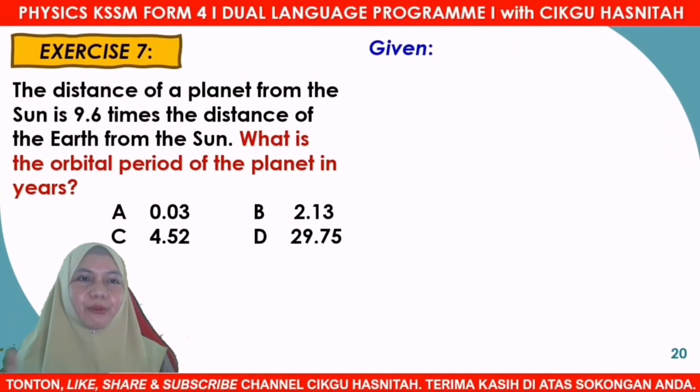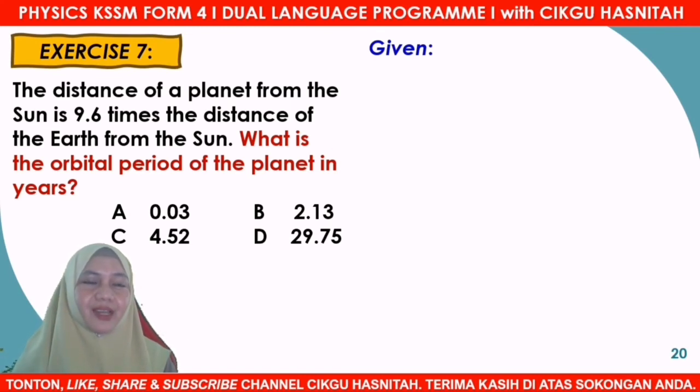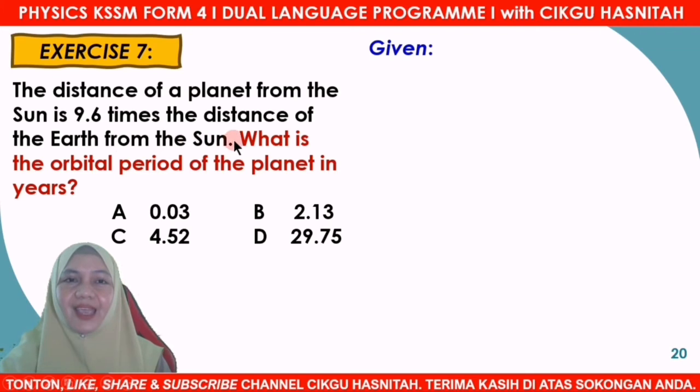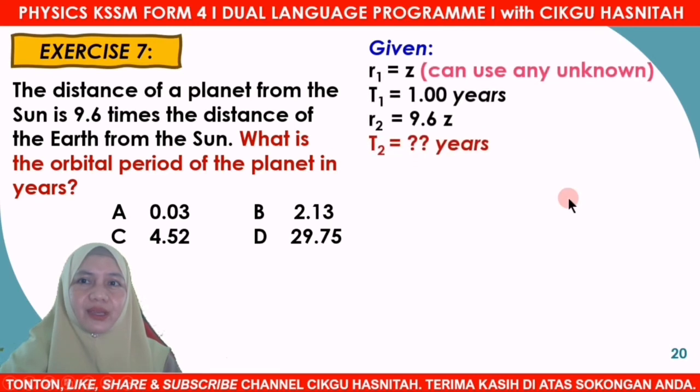Now let's proceed with our final exercises in this discussion. Exercise question number 7. Question 7, they give you the distance of a planet from the sun is 9.6 times the distance of the Earth from the sun. The question is, what is the orbital period of the planet in years? So how to solve this? Any idea? It sounds difficult, but actually it is not. We just apply the same formula where this is all the given information.